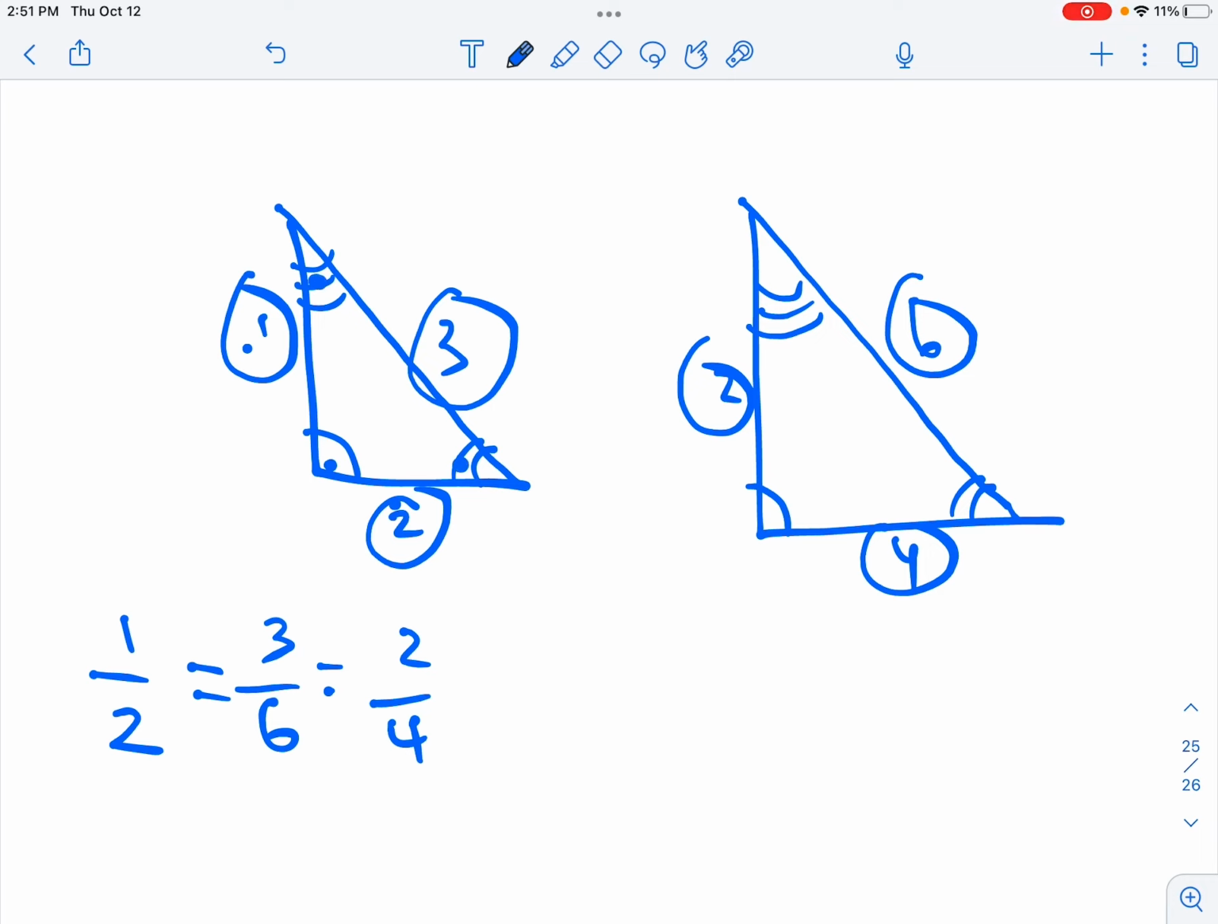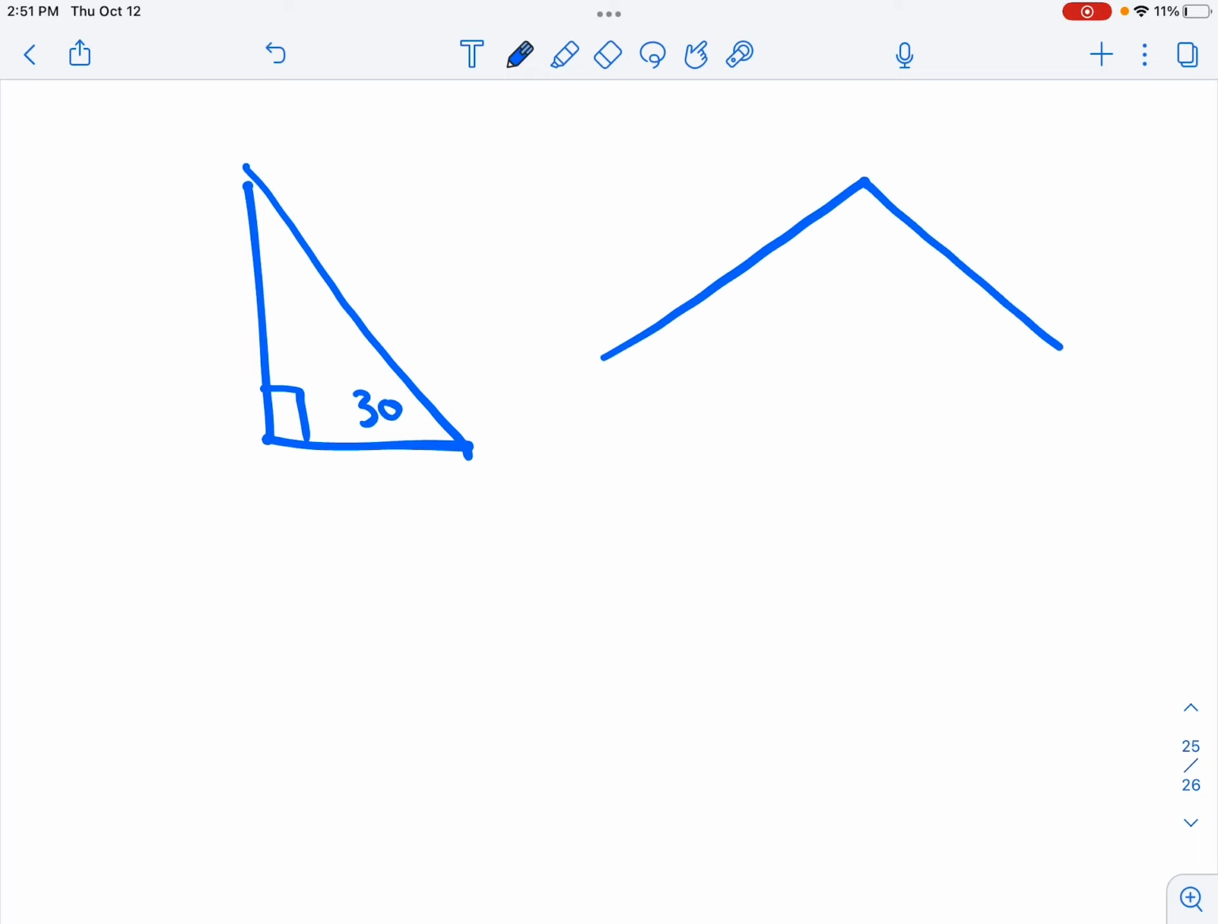But there are some shortcuts. There are 3 shortcuts to prove that triangles are similar. Let's just go through these. So the first one is if this triangle is 90 and 30, and this triangle over here in a totally different orientation is 90 and a 30, then I know that those 2 triangles will be similar. It's going to be super powerful for a lot of real-world applications.